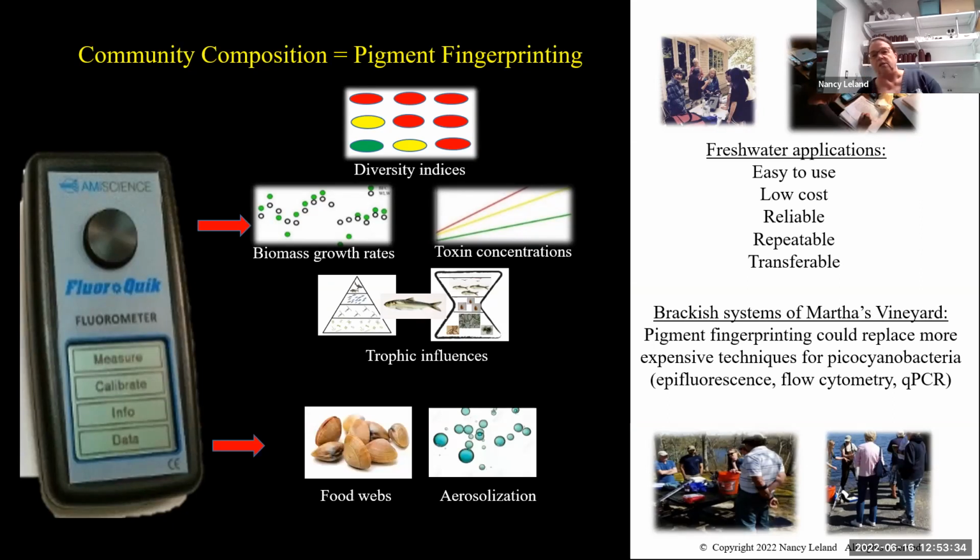In the brackish systems of Martha's Vineyard, we are hoping that this fingerprinting could replace more expensive techniques for analysis of picocyanobacteria. So the fingerprints can take the place of what you might need to do for epifluorescence, the flow cytometry, and the qPCR, and still be able to have these great conversations about food webs and aerosolization.